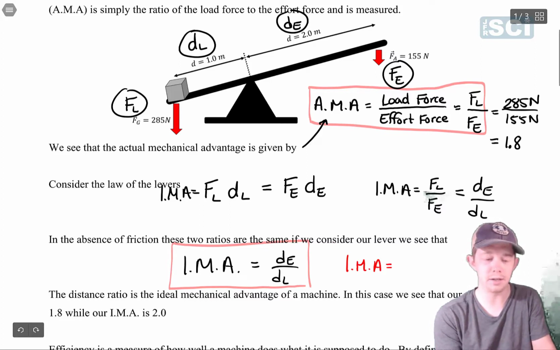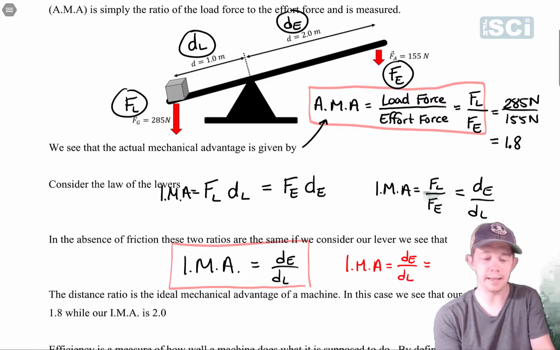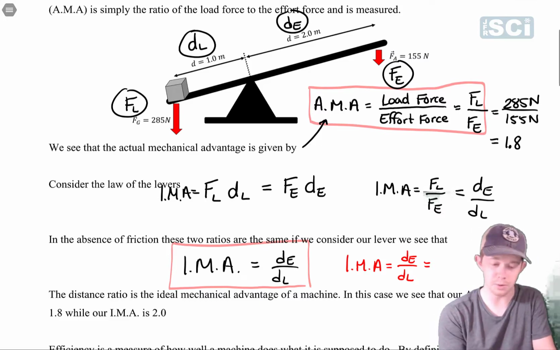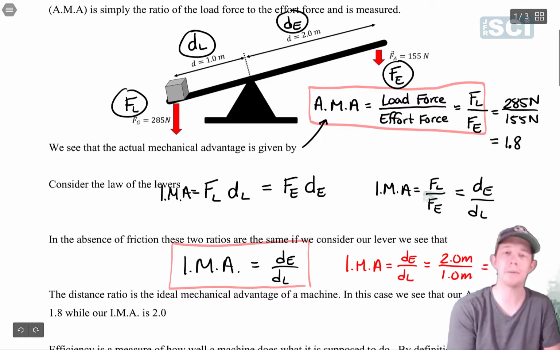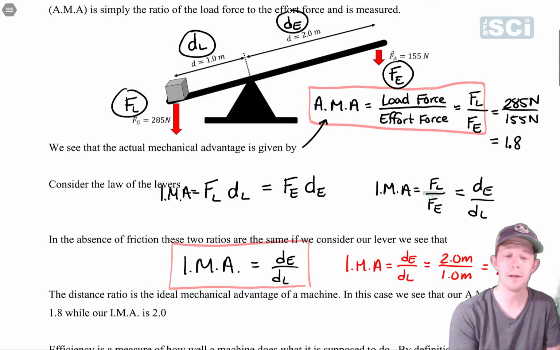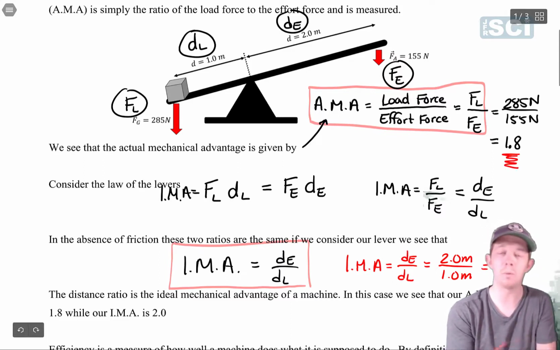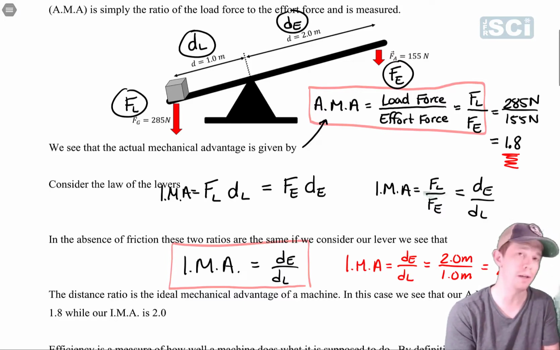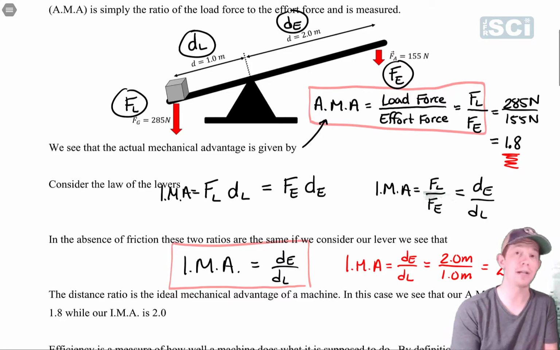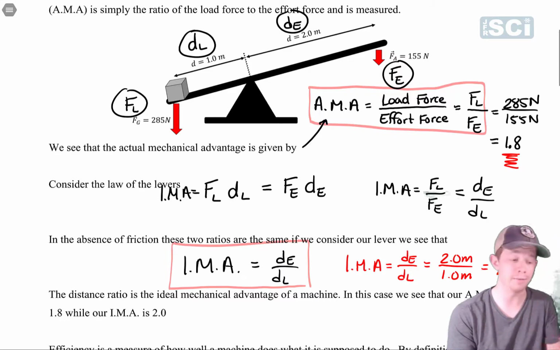So the ideal mechanical advantage, dE divided by dL, should be 2, as that's the length of the effort arm, 2.0 meters, divided by 1.0 meters. I should get a mechanical advantage of 2. But we found we only got 1.8, which tells me that the system was not as efficient as it could have been. But it also allows us to find the efficiency of my lever.